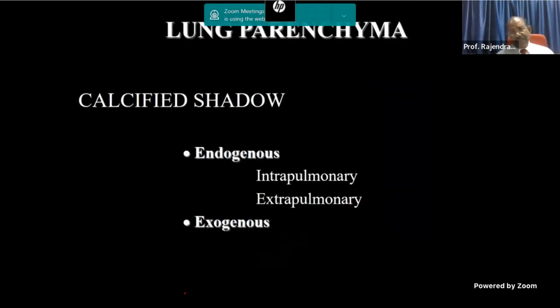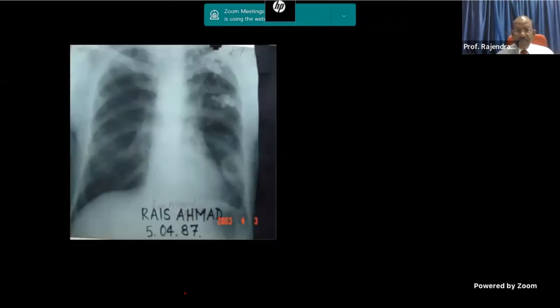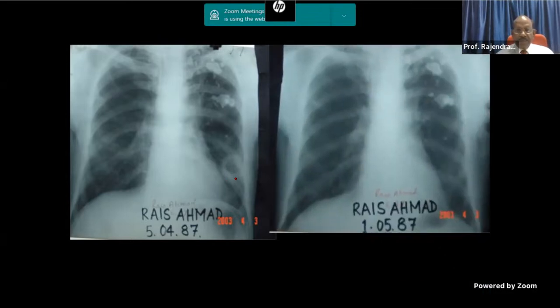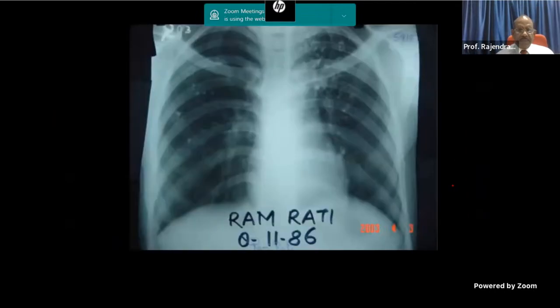Then there are calcified shadows. As a clinician, I have always said you have to differentiate between calcified shadows and soft tissue shadows. The source of calcification may be intrapulmonary, may be extrapulmonary, or may be exogenous, like a foreign body brought in from outside. Here you see a case with a calcified lesion of old tuberculosis, and then he developed a cavity with cough, high fever, and a large lung abscess, which was treated with antibiotics. Calcified lesions will persist, but the acute lesion has subsided. This was healed TB with lung abscess.